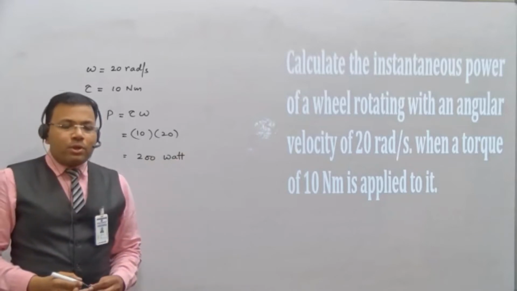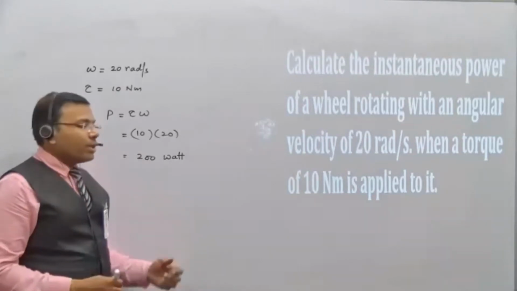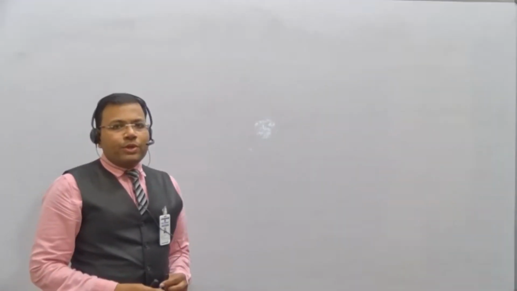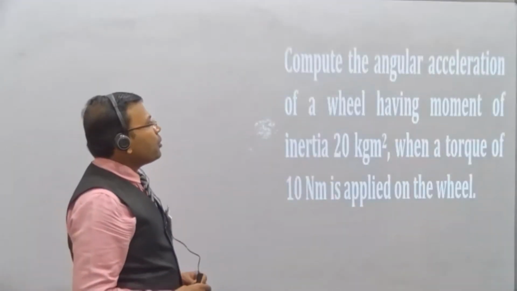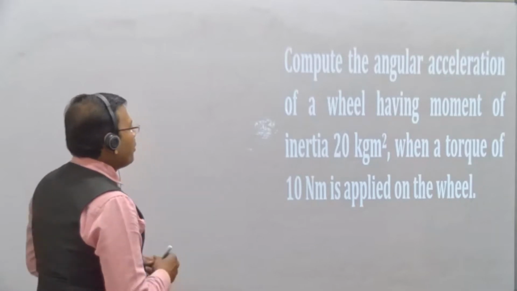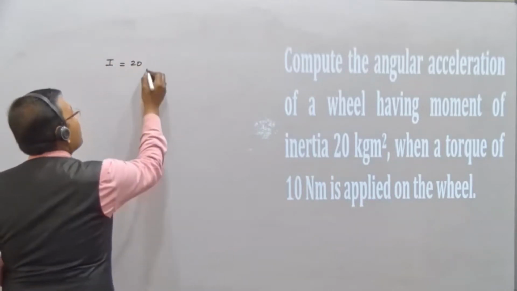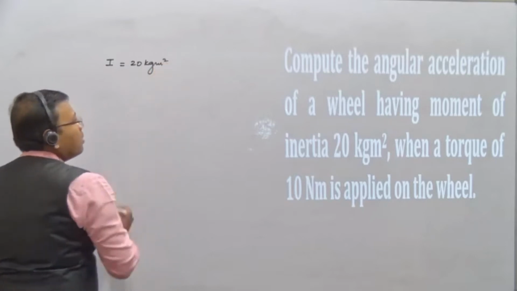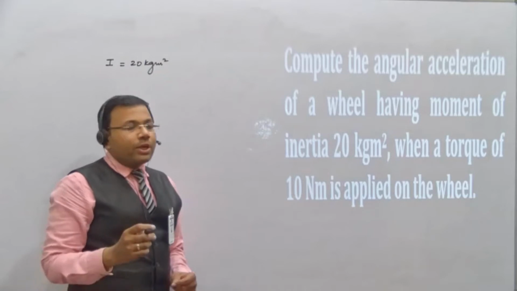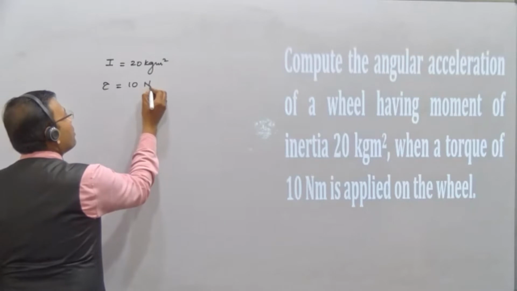I hope you have understood the complete concept and the complete question along with the solution that I have done on the board. The next problem, based on the same concept: compute the angular acceleration of a wheel having moment of inertia 20 kg per square meter, when a torque of 10 Newton meter is applied on the wheel. Here torque is also given as 10 Newton meter.